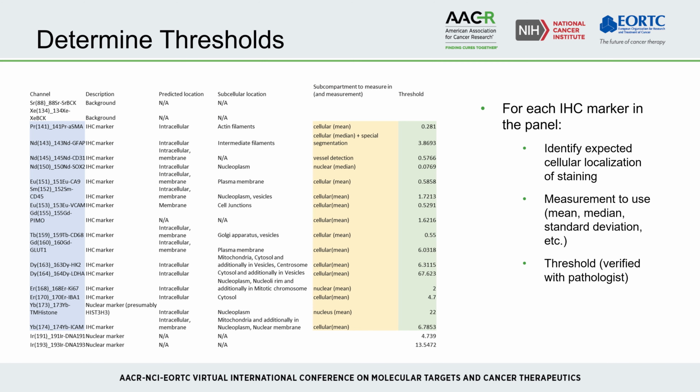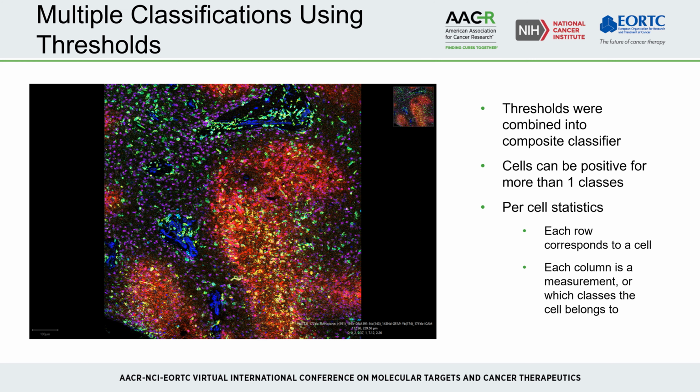We can then set thresholds in conjunction with a pathologist, verifying that our classifications are consistent with what they would manually annotate themselves. And finally, we construct a composite classifier, assigning one or more classes to every segmented cell in our dataset.